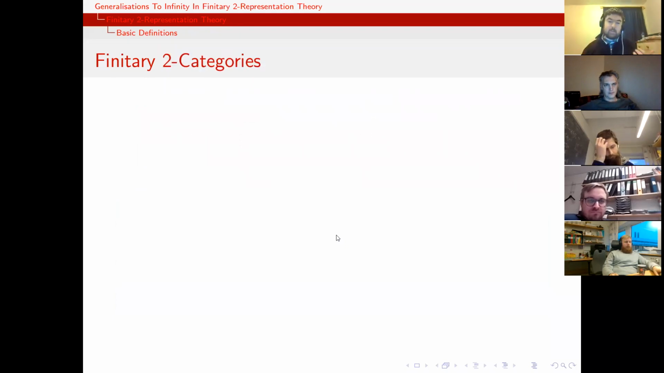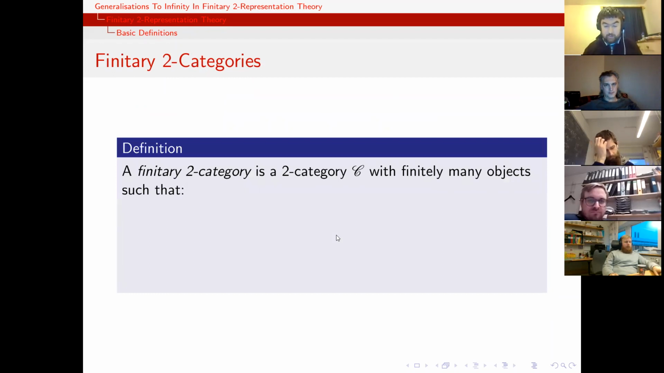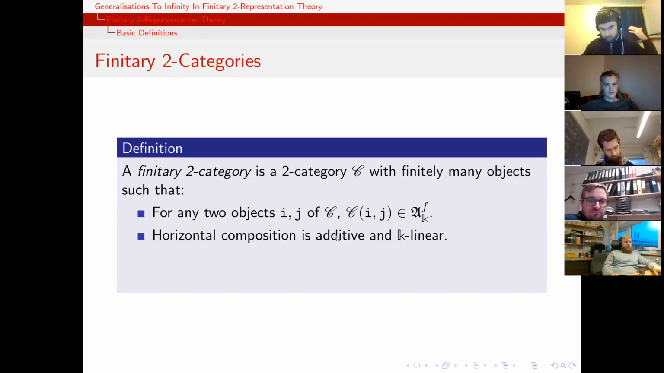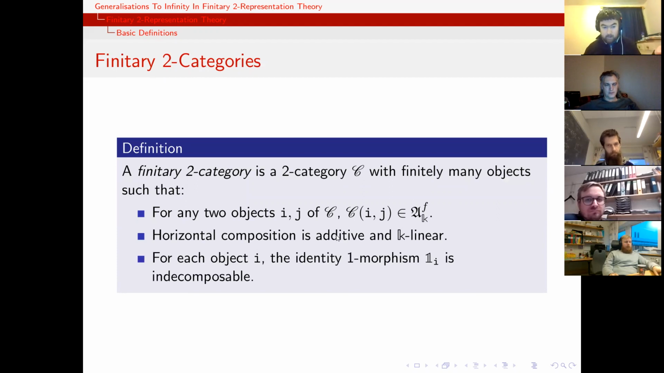Now let's look at the two category version. So a finitary two category is a two category which we'll call C, which has finitely many objects. Again, this is a finiteness condition, such that for any two objects i and j, the Hom category from i to j is a finitary category, hence that definition coming first. Horizontal composition works nicely, so it's additive and k-linear. And as a particular example of indecomposable one morphisms, we want all the identity one morphisms, which we denote with this blackboard bold 1, to be indecomposable.